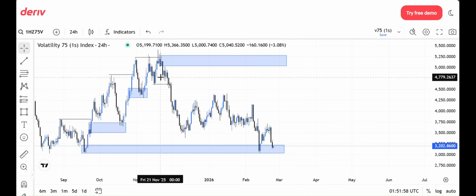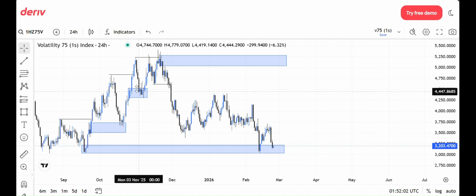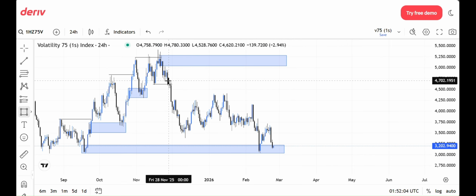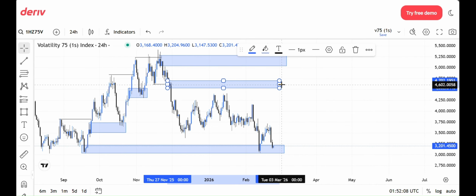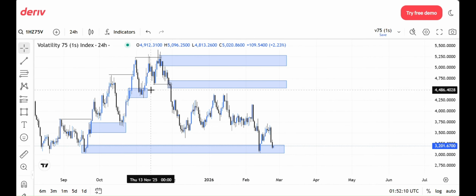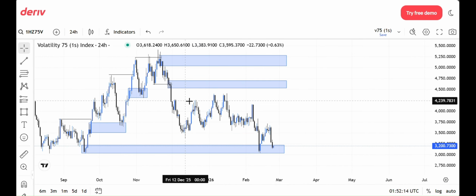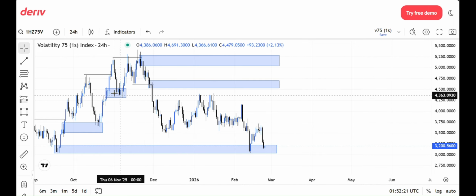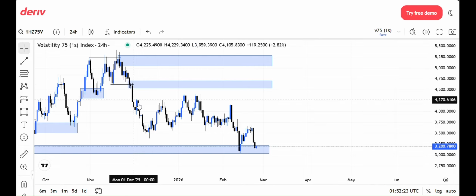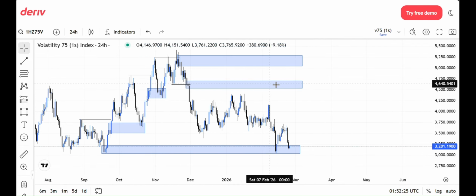All right, so now after we have this break of structure to the downside, we also have another zone here that we can look at. This is also another zone. This zone caused this break of structure. There was a break of structure here caused by this zone. There's also another break of structure here, and another break of structure caused by this zone.